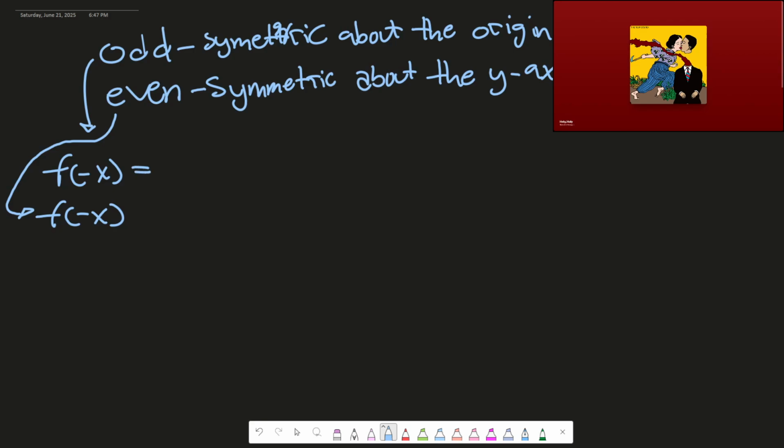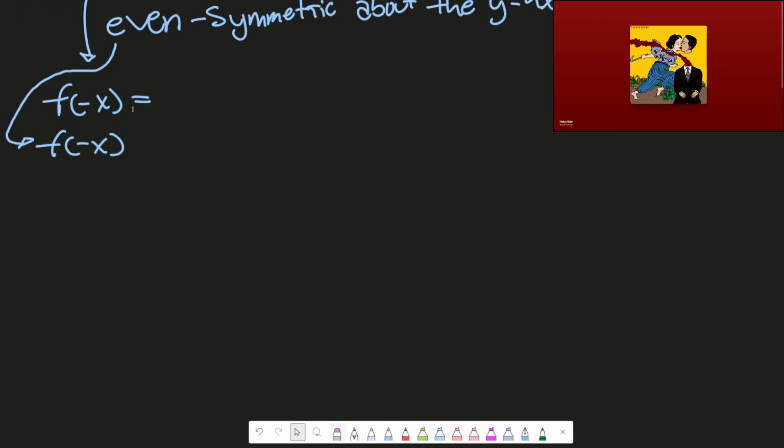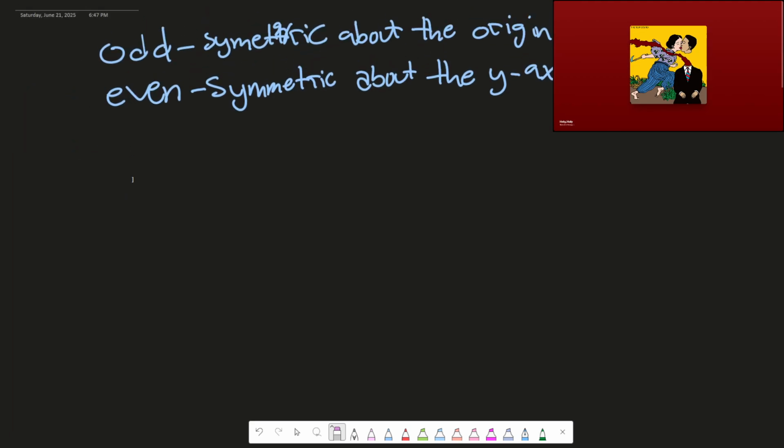Okay. So when you're plugging into an odd function, you know what? Let's actually take a step back. First, I want you to ask yourself, I'll show you guys two graphs. We have this graph. Let's try that again. And let's draw this one.